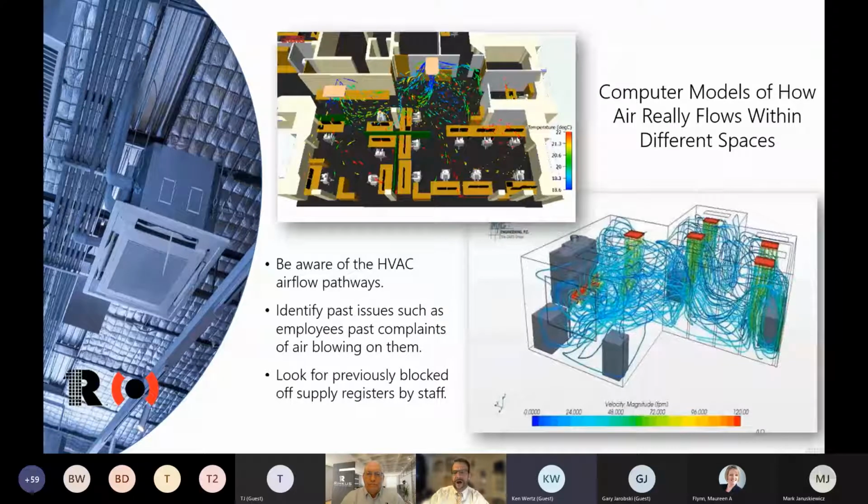So I know time is critical here, so let me just show you a few more slides. This is what we call computational fluid dynamics, a fancy name for we can see what air does inside a building. And nowadays with computers, we can actually calculate and see the air movement. This isn't anything we're proposing for the schools or anything like that. It is to get an understanding of what really happens inside an environment.